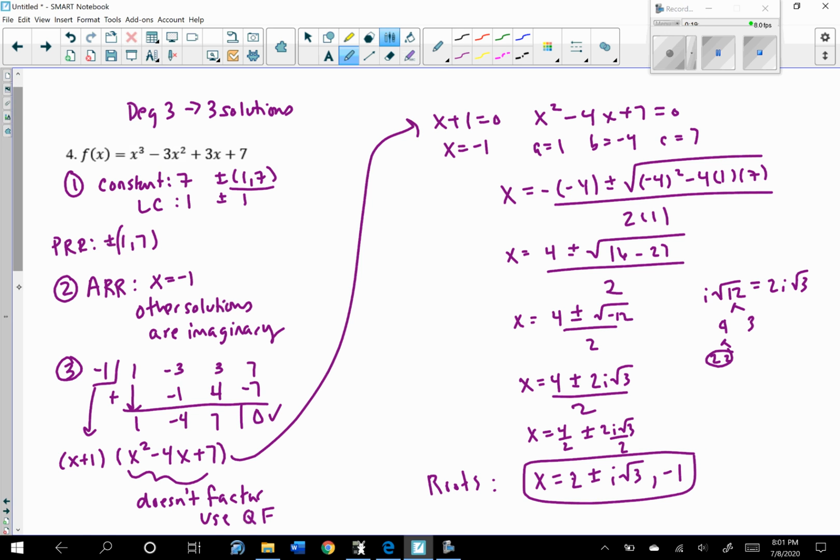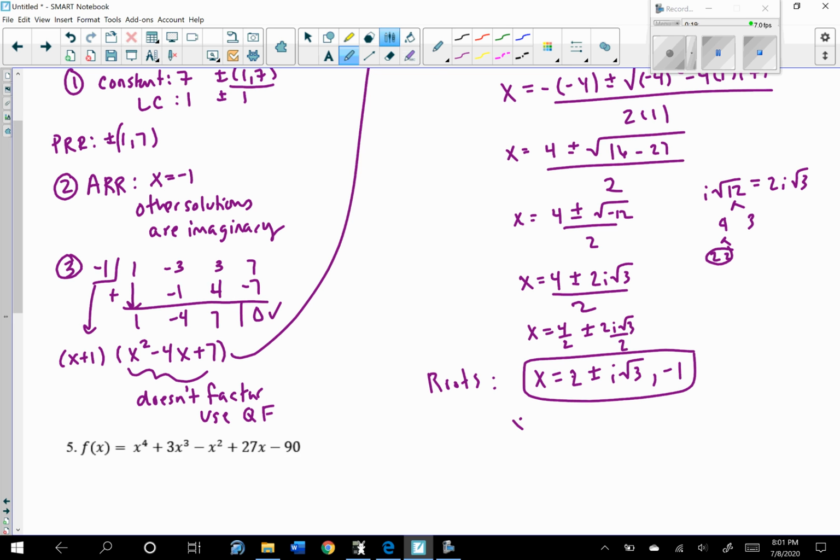And of course, you could write them separately if you want. If you want to write it as x equals 2 plus i root 3, 2 minus i root 3, and -1, that's fine. It doesn't really matter. And we know that we're finished because we have 3 solutions, which is what we were looking for.